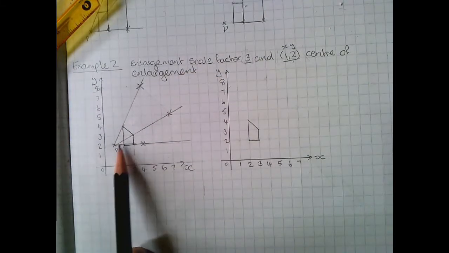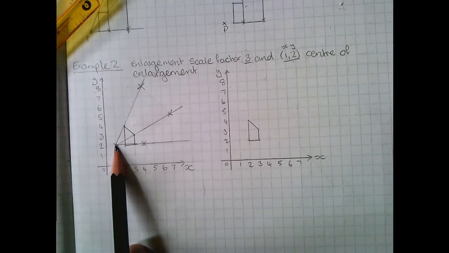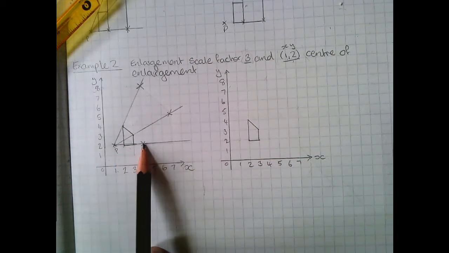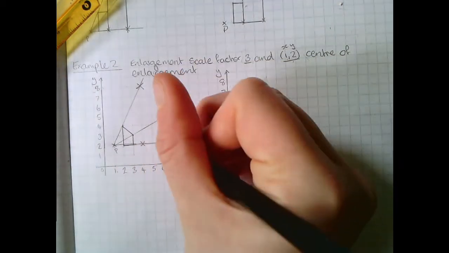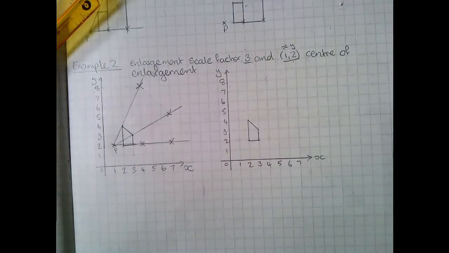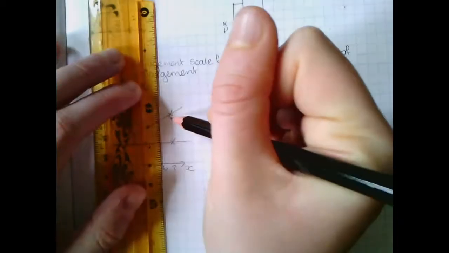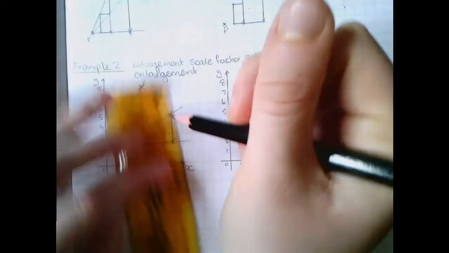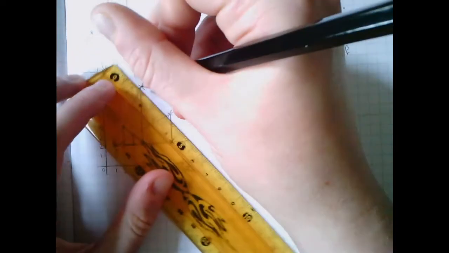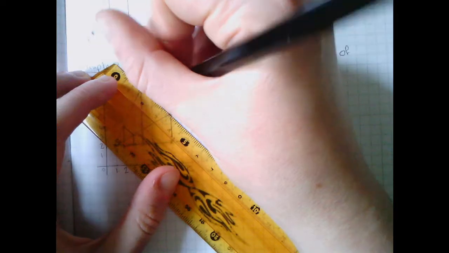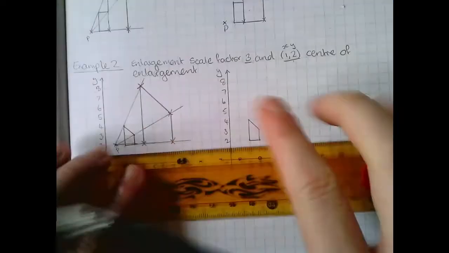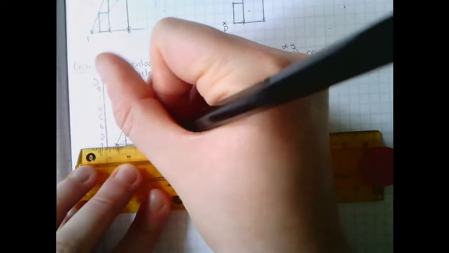This corner, we've moved away from the centre of enlargement 2, so we're going to start back at the centre of enlargement and move away 1, 2, 3, 4, 5, 6. 2 times 3 is 6. Okay, join them up. And that is your shape there.